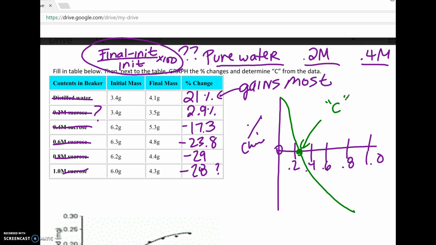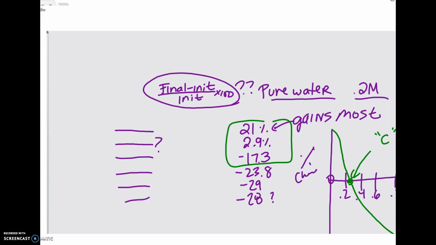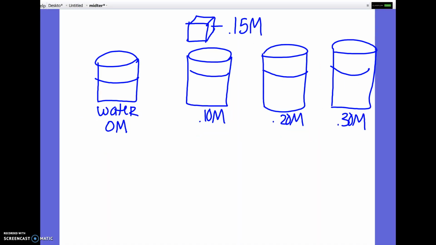But there are a couple questions on the test about percent change. So calculating them is one thing. The other question you're going to be asked to do is to put them in order. So just to show you, here's what you would expect. Let's say you had a potato, and the potato you knew was 0.15 molar. If I put that 0.15 molar potato into 0 molar pure water, what should happen to it?